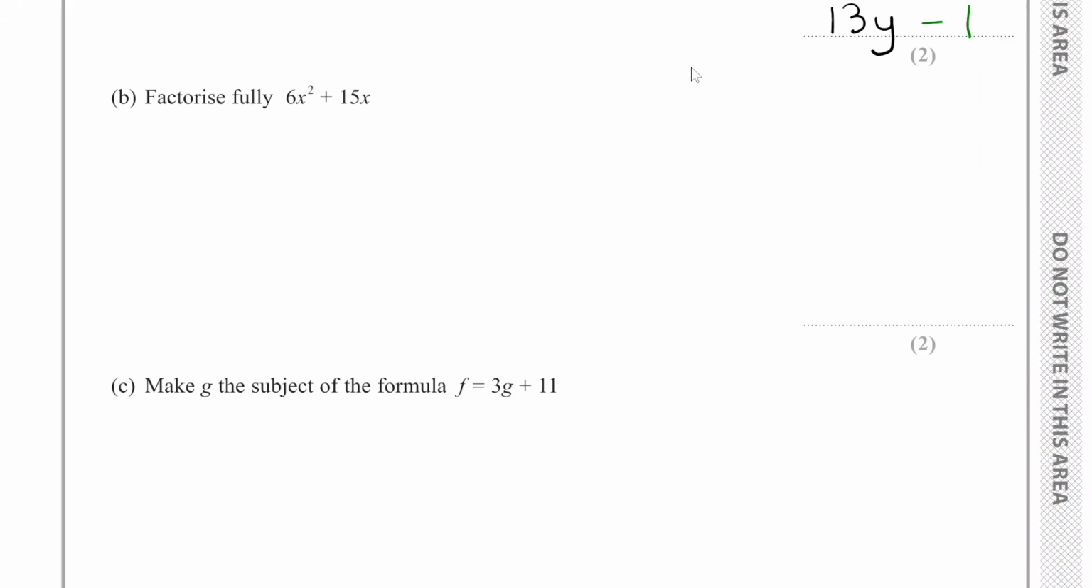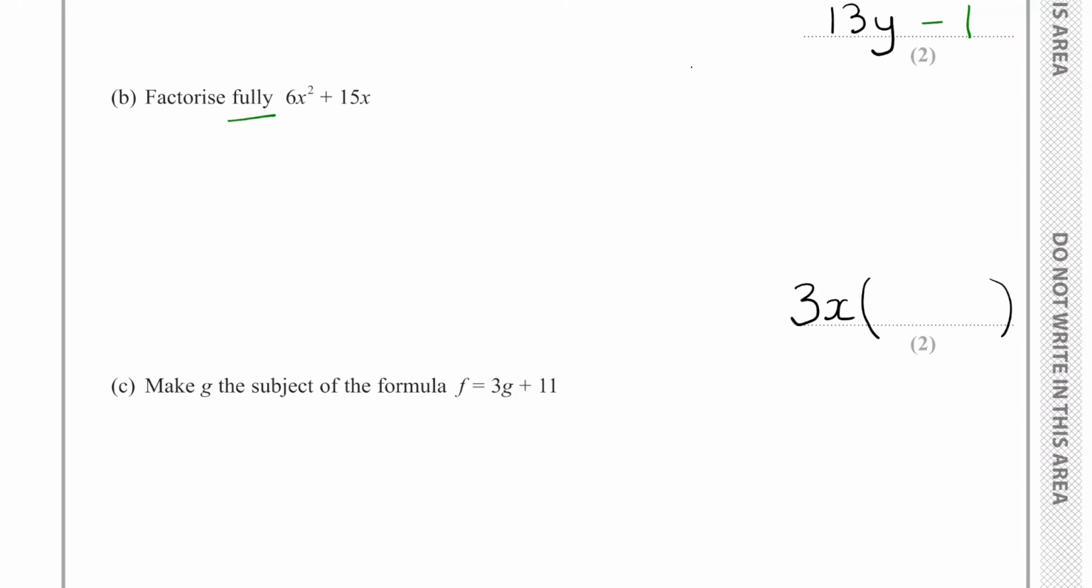Part B, factorize fully. So fully, we need to take out everything we possibly can. So there's going to be a number and an x outside the bracket. So what can I bring out? 6 and 15. They're both in the 3 times table. So 3 can come outside. X squared and x have both got an x in them. So x can come outside.